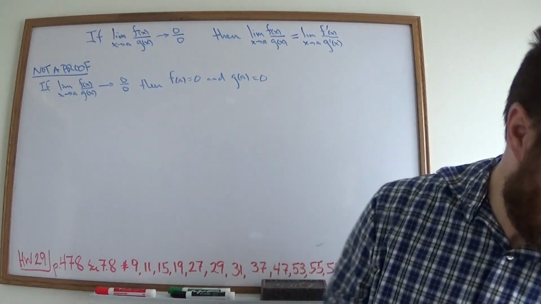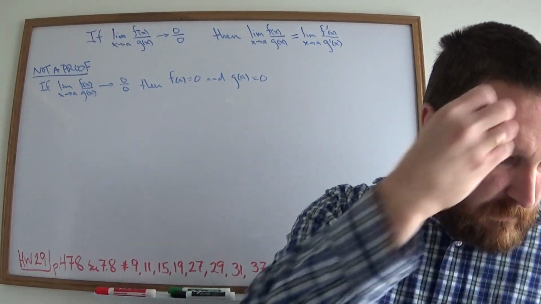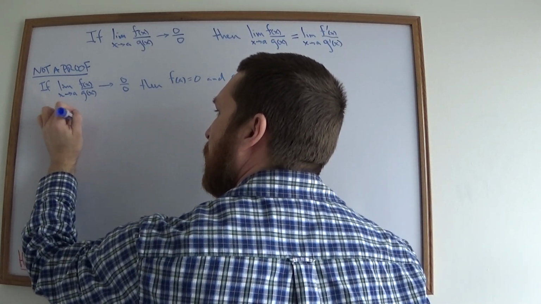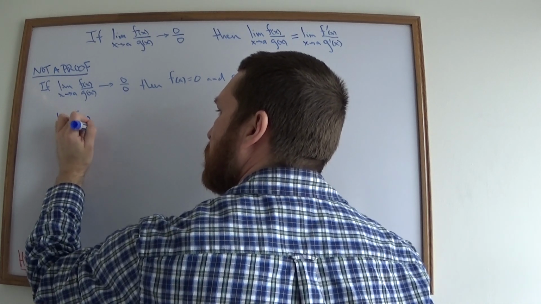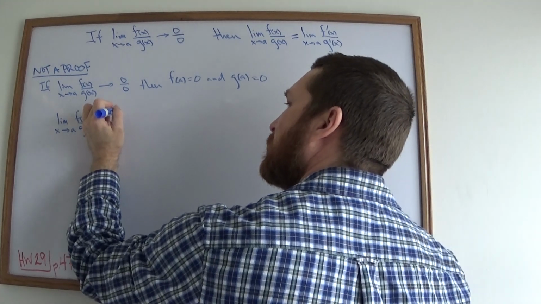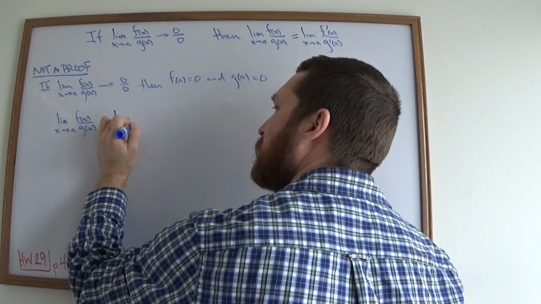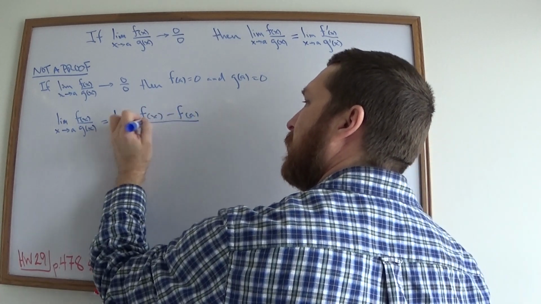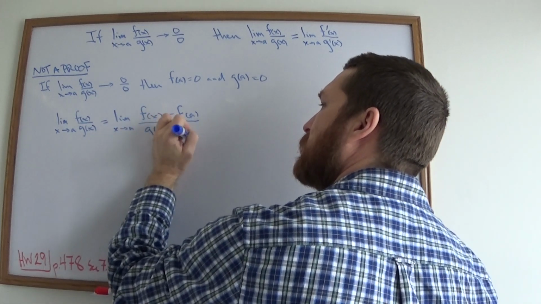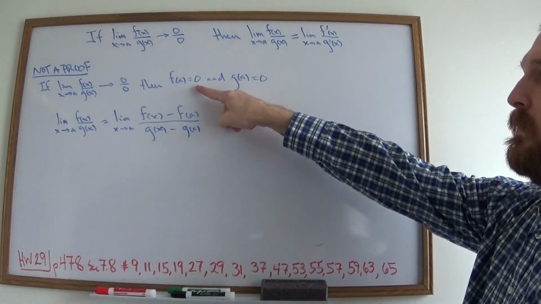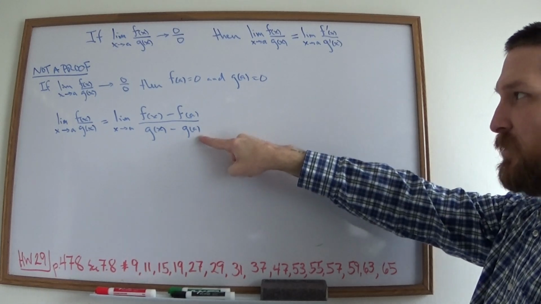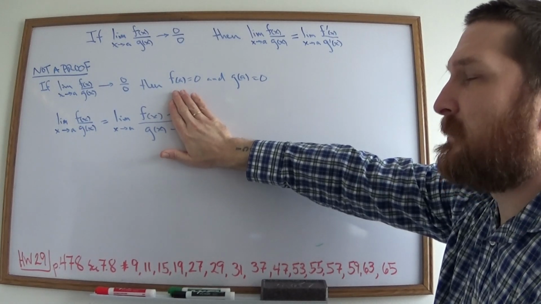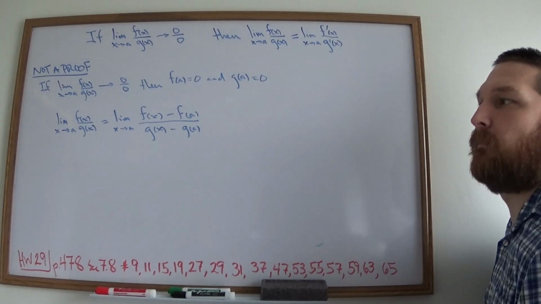Okay, so if that's true, then let's look at this actual limit: the limit as x goes to a of f of x over g of x. Well, that's the same thing as the limit as x goes to a of f of x minus f of a over g of x minus g of a. Why? Because f of a is just 0, and g of a is just 0. So really, I'm just saying this is equal to that. And since they both happen to be 0, we can do that nifty little trick.